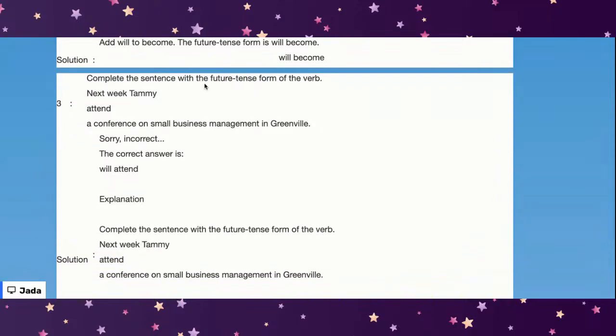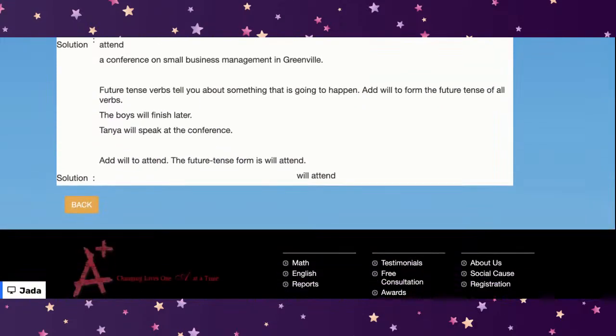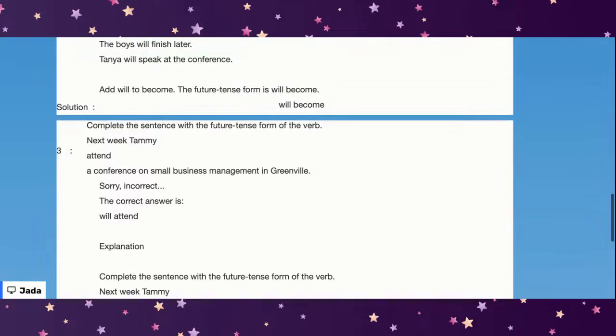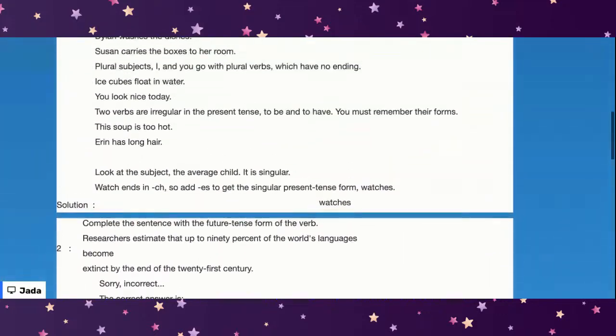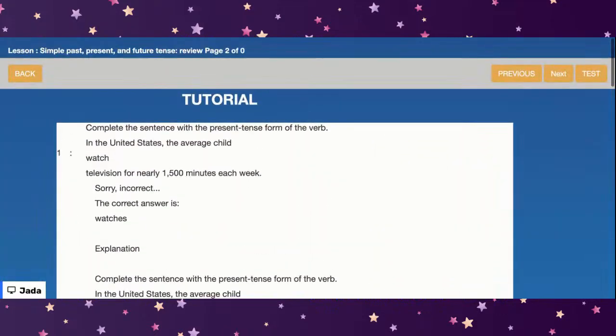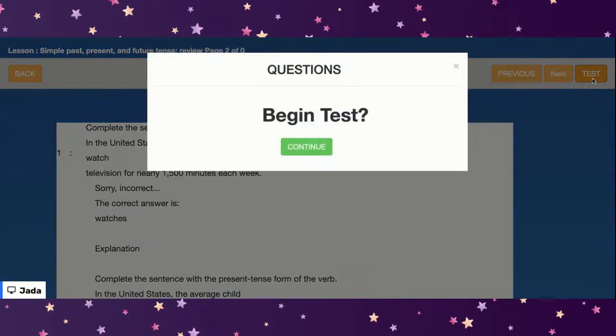Now, future tense also. Next week, Tammy dash attend a conference on small business management in Greenville. So Tammy will attend. Will attend. Okay. All right. So now let's move on to the test and answer the questions.